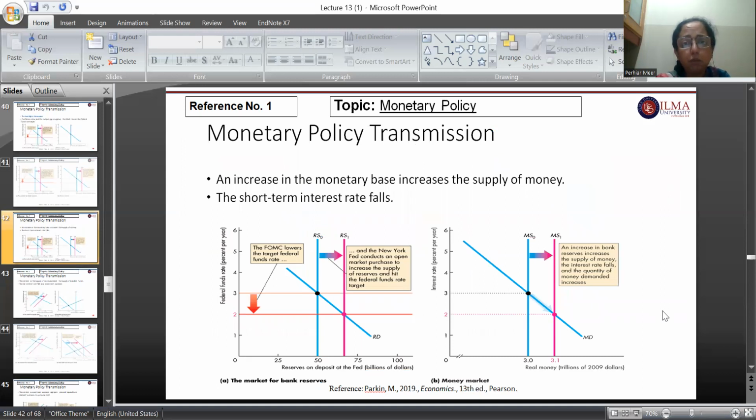An increase in the monetary base increases the supply of money, and the short-term interest rate falls. So the FOMC lowers the target federal funds rate, and the New York Fed conducts an open market purchase to increase the supply of reserves and hit the federal funds rate target.